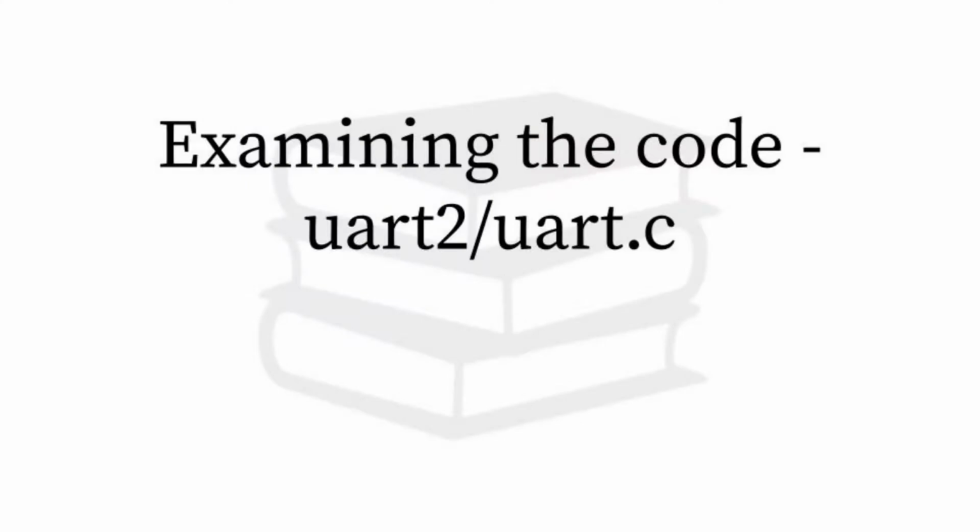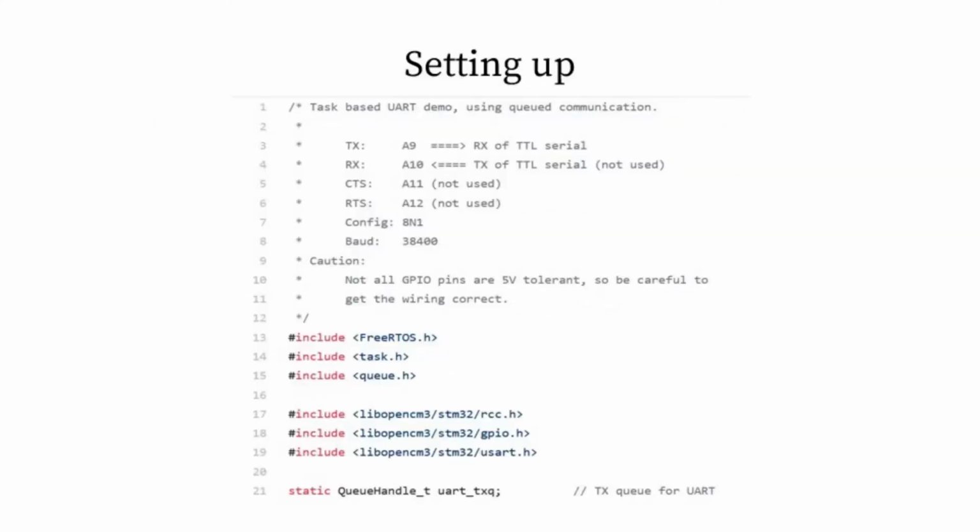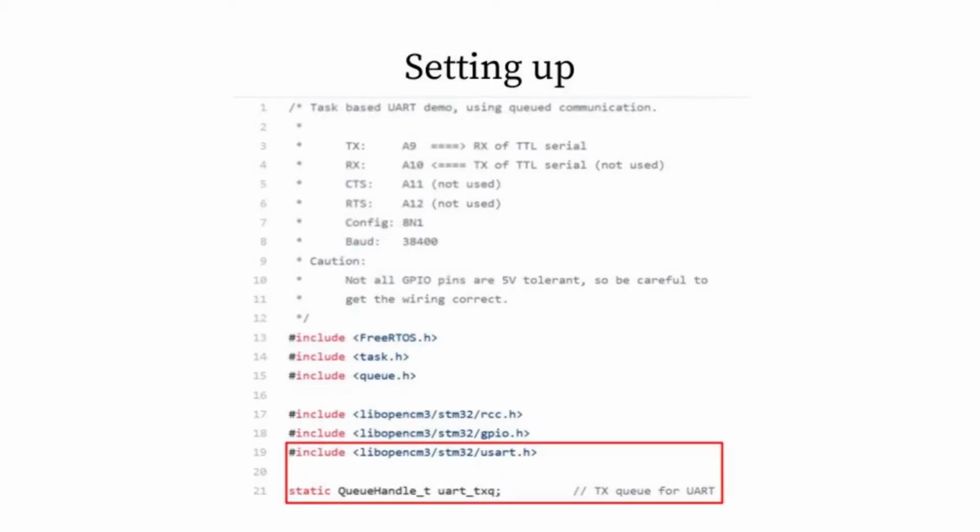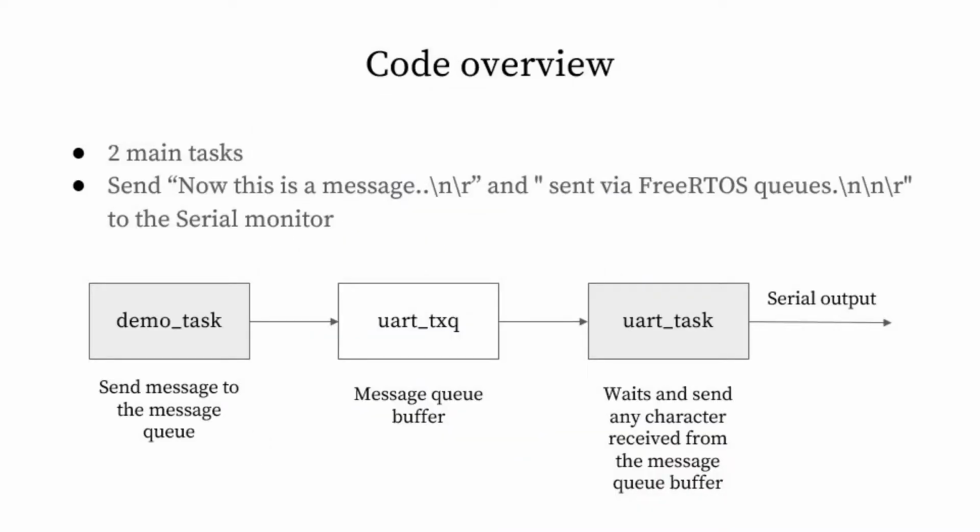Let's now take a closer look at a sample code that's given in the book. Before you do anything, you need to import the USART library and create a message queue for the UART message to be sent. The code has two tasks. Demo task, which sends the message. Now this is a message sent via RTOS into the message queue, which is then read by UART task and then sent to the serial output.